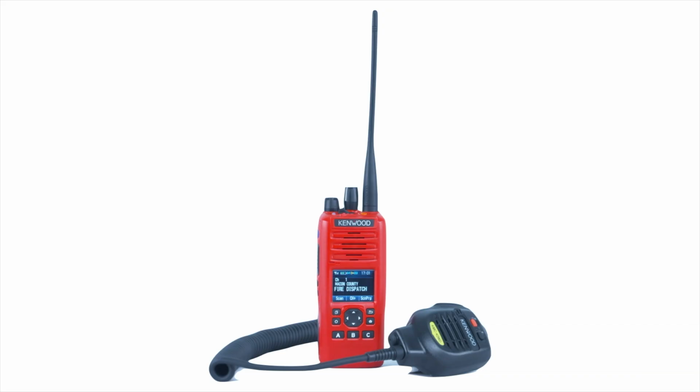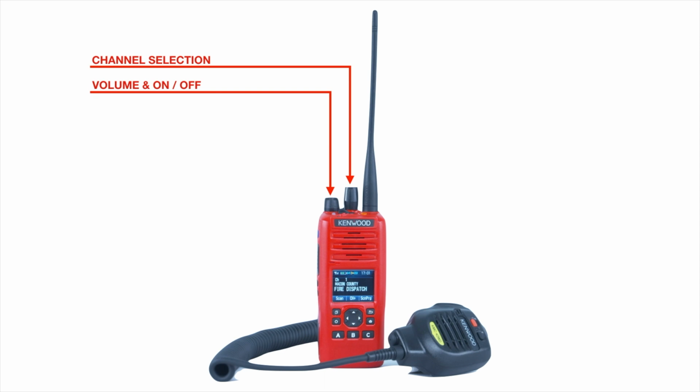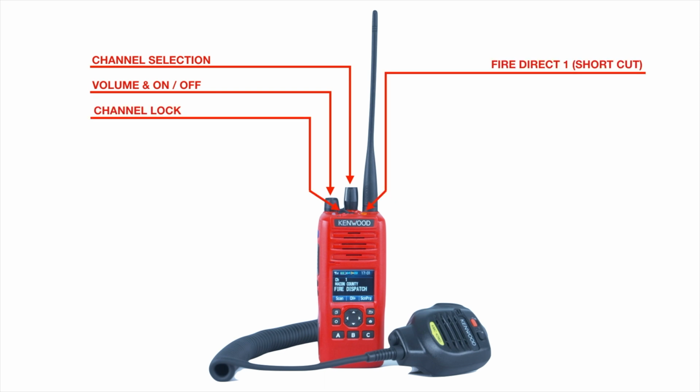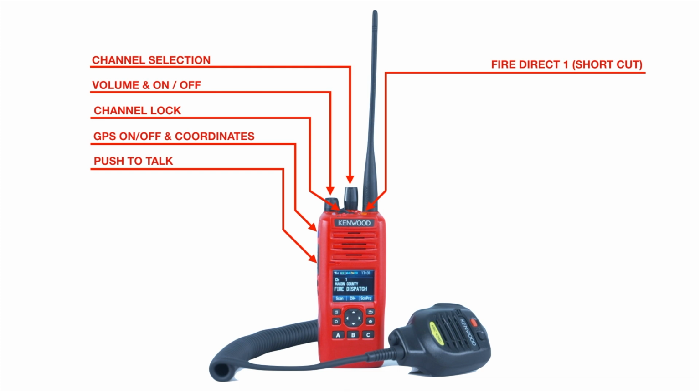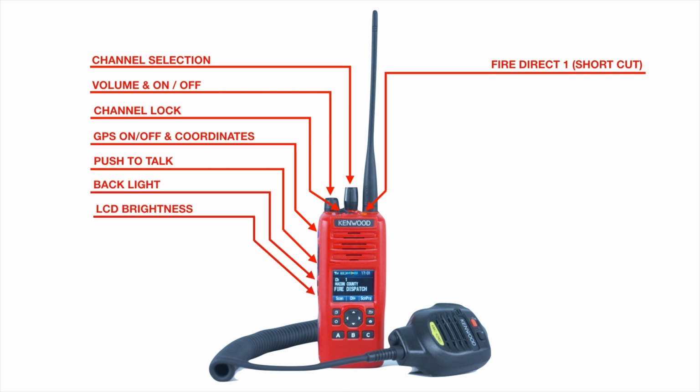Looking here at the top of a NX5400, you can see the volume knob with on and off, channel selection knob, channel lock switch, and shortcut to fire direct 1. On the left side, a long press of the blue button will toggle GPS on and off, and a short press will display your current coordinates. Keep in mind, it is best to keep your GPS function off when not in use to conserve battery life. In the middle is your push to talk button, backlight key, and LCD brightness key.